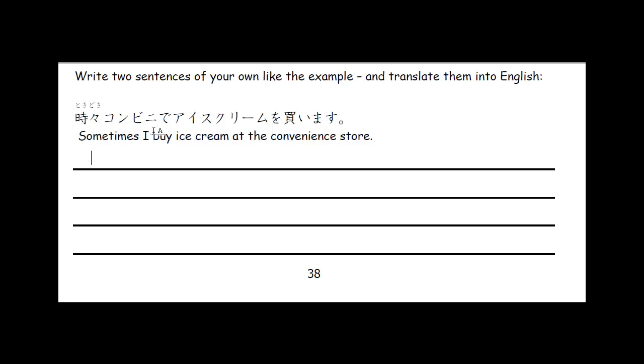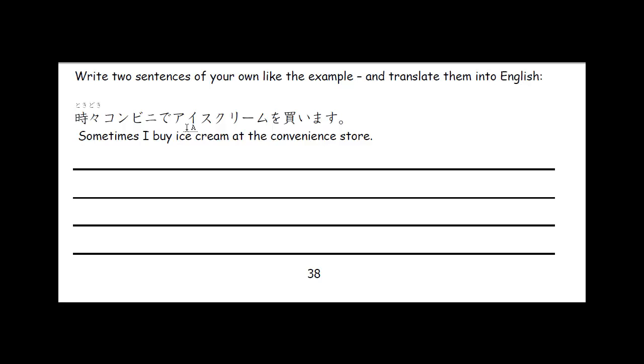Then we've got konbini de. Now de indicates that konbini, the word before de, is the place where an activity is taking place. That's our location particle de. So something's happening at the konbini, at the convenience store.